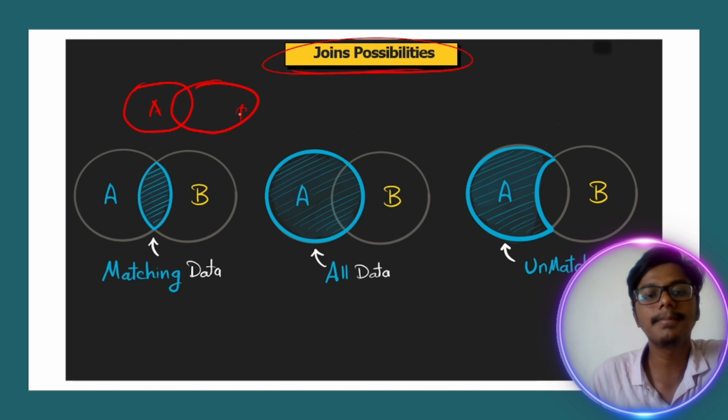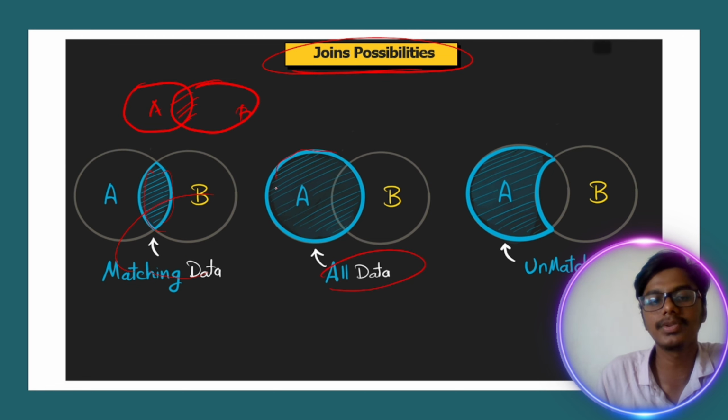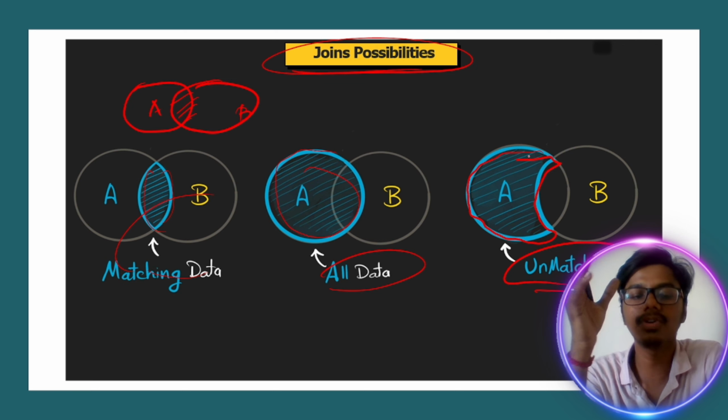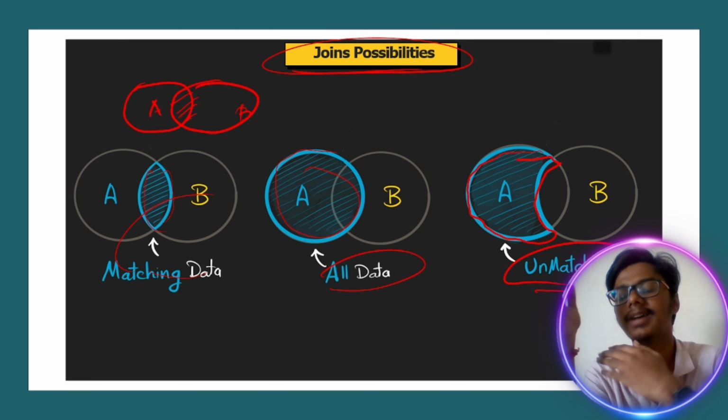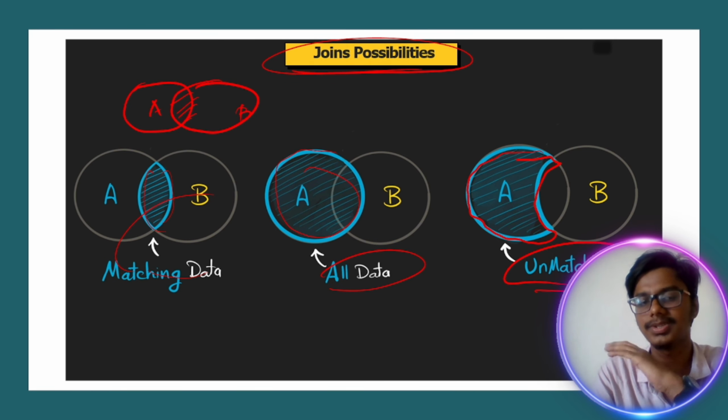If you want some matching data, these are the matching data. If you want to see the matching data, you use the inner join like this. I'm going to explain all those things later. If you want to get all the data, you use it like this. If you want to see the unmatched data, these are the things. I'm explaining all those things very clearly, right? These are the possibilities: we want some matching data, we want to get all the data, we want to get some unmatching data.